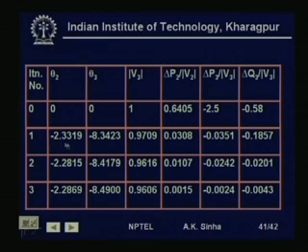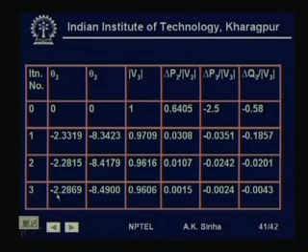After the first iteration, the values of theta 2, theta 3 and V 3 come out like this, and then when we calculate the new values, we get the new mismatches like this. Again, using these values, when we compute, we get theta 2, theta 3 and V 3 like this, and when we find mismatches, we are getting like this.